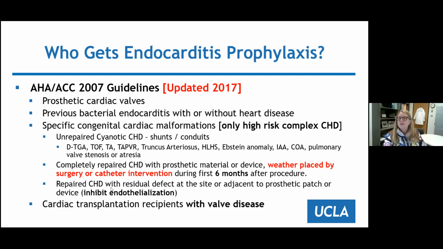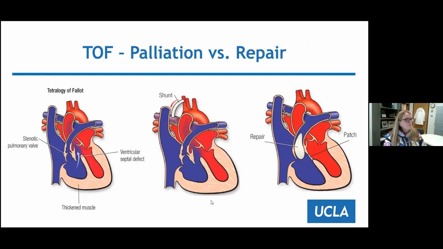That kid needs antibiotics before dental procedures, as well as kids that have had cardiac transplantation, and their transplanted heart may have some valve regurgitation. We're using a lot of imperfect hearts now to give to patients that may have a little bit of leakage here or there, but functionally it works well. If that is the case, they will require prophylaxis.